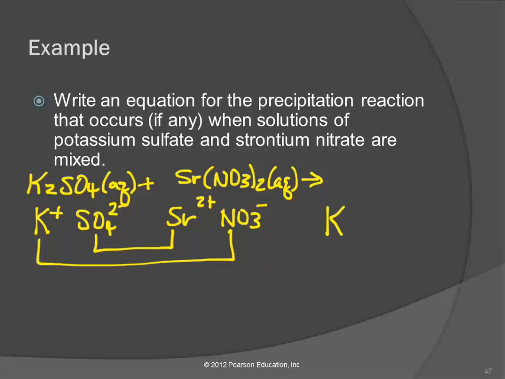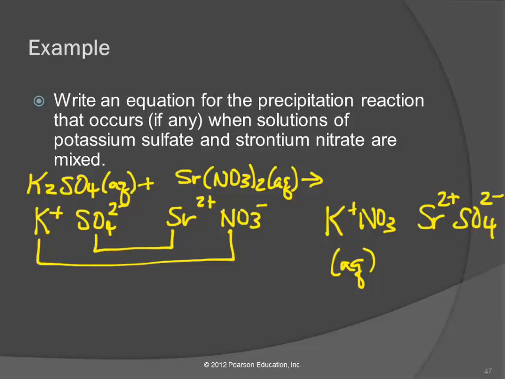So we switch these partners here. K plus and NO3 and Sr 2 plus and sulfate. So we saw on the last one that sometimes you can save yourself a little work by checking the solubility rules first. So let's check these before we actually write the formulas. Potassium compounds, mostly soluble. Nitrate compounds, mostly soluble. So this one's soluble. It's going to be aqueous.